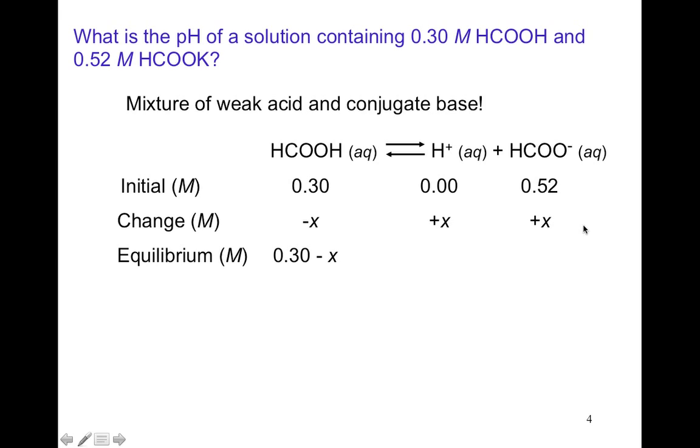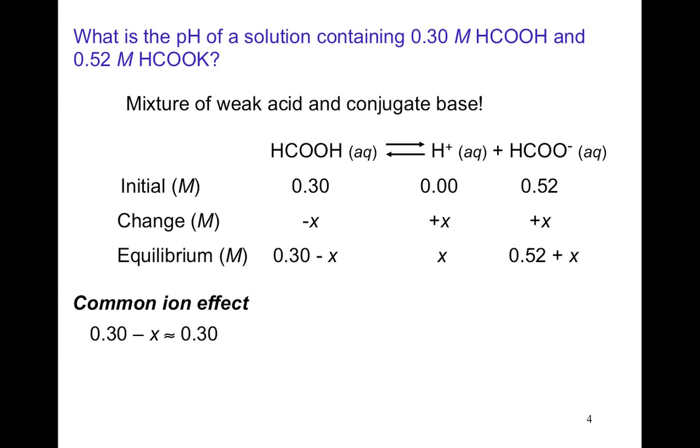And then we set it up for equilibrium, 0.3 minus x, 0.52 plus x. And this is an example of the common ion effect. So here you could look up Ka. They're going to say that because our acid's very weak, we can assume that 0.30 minus x is approximately equal to 0.30. You could certainly do that solving for whether or not it's greater or less than 5% of the original concentration, which I can show you in class.